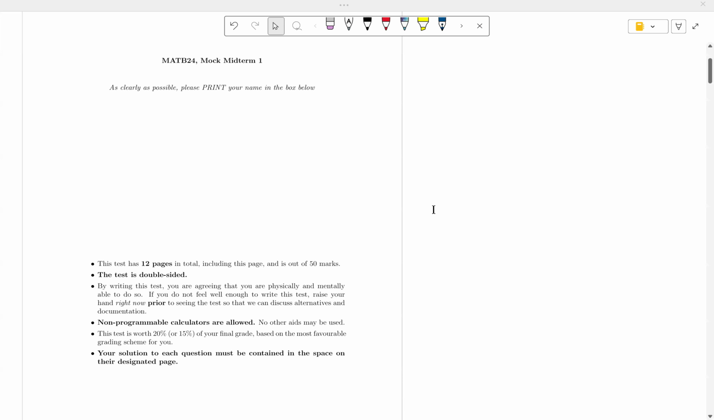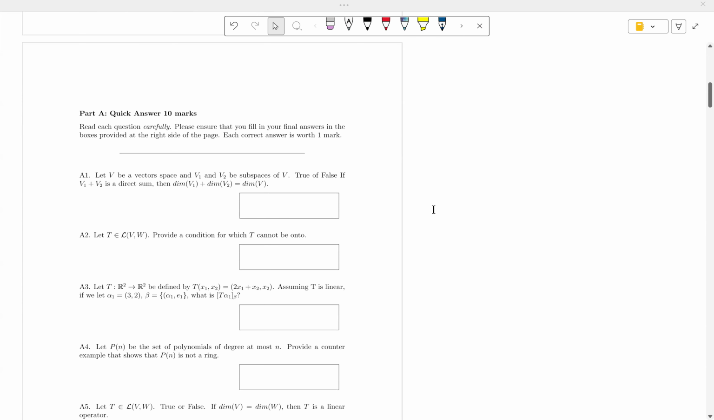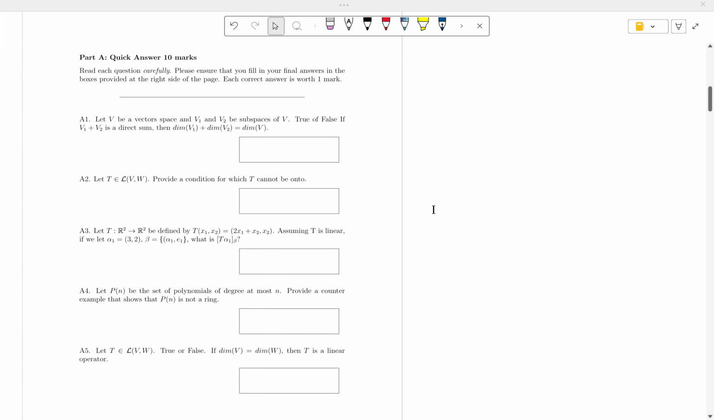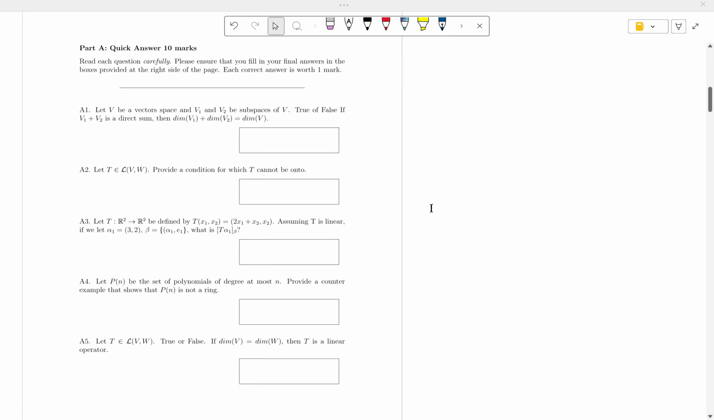So we're going to look over the mock exam for B24. The first question says, let V be a vector space and V1 and V2 be subspaces. True or false? If V1 plus V2 is a direct sum, then the dim of V1 plus the dim of V2 equals the dim of V.